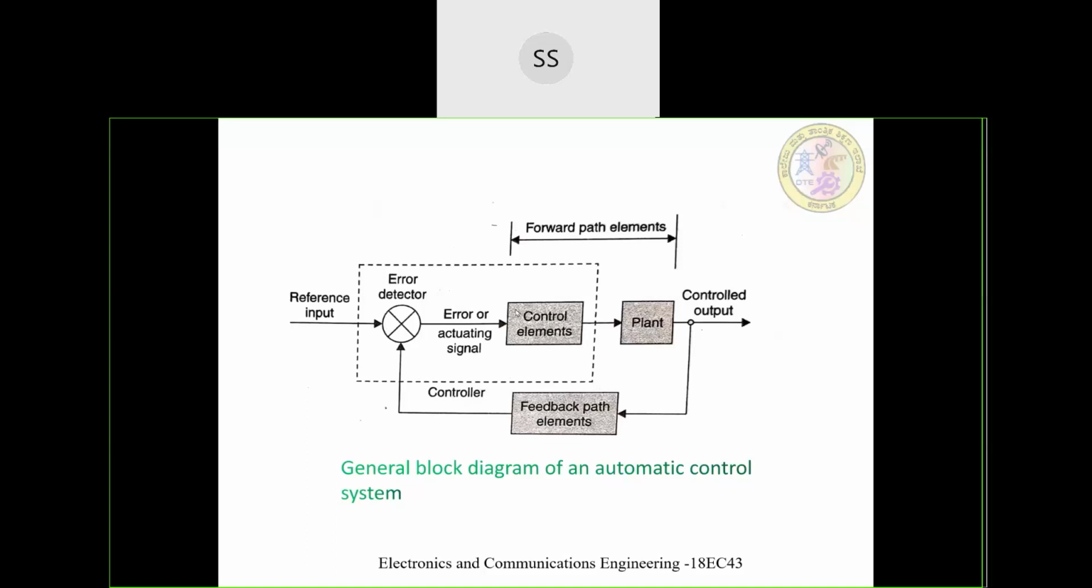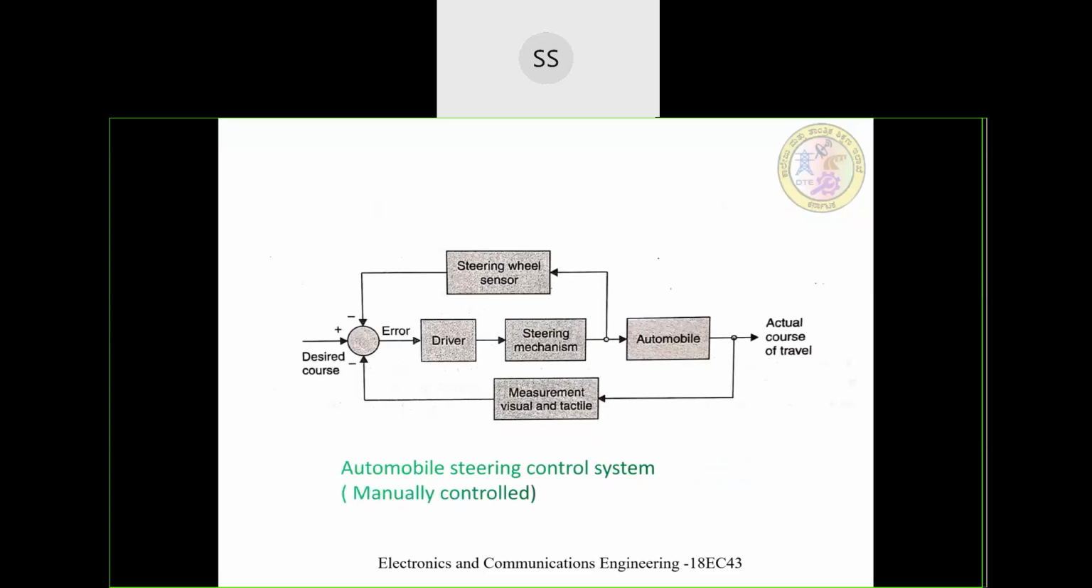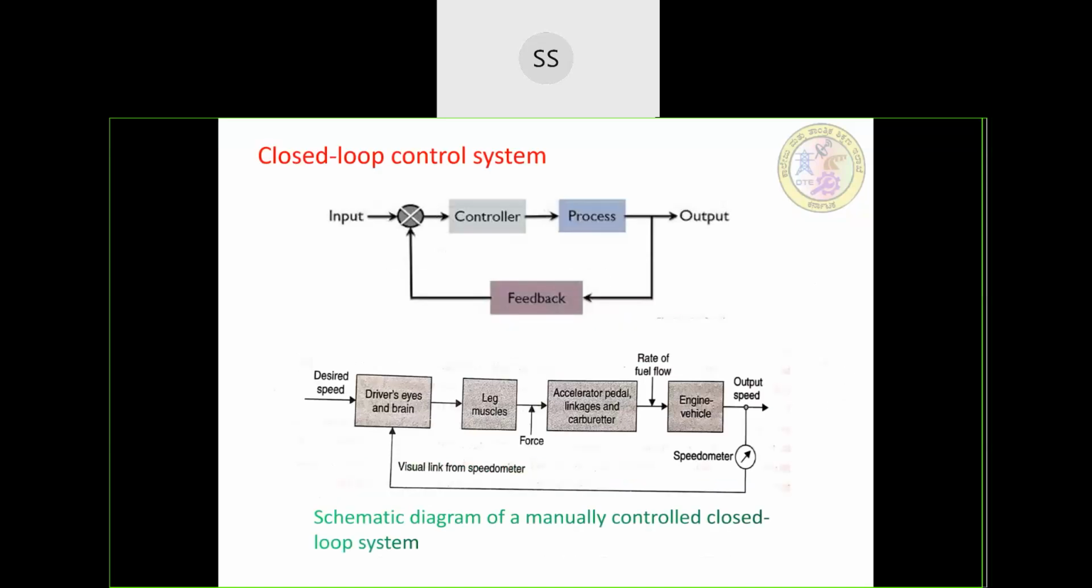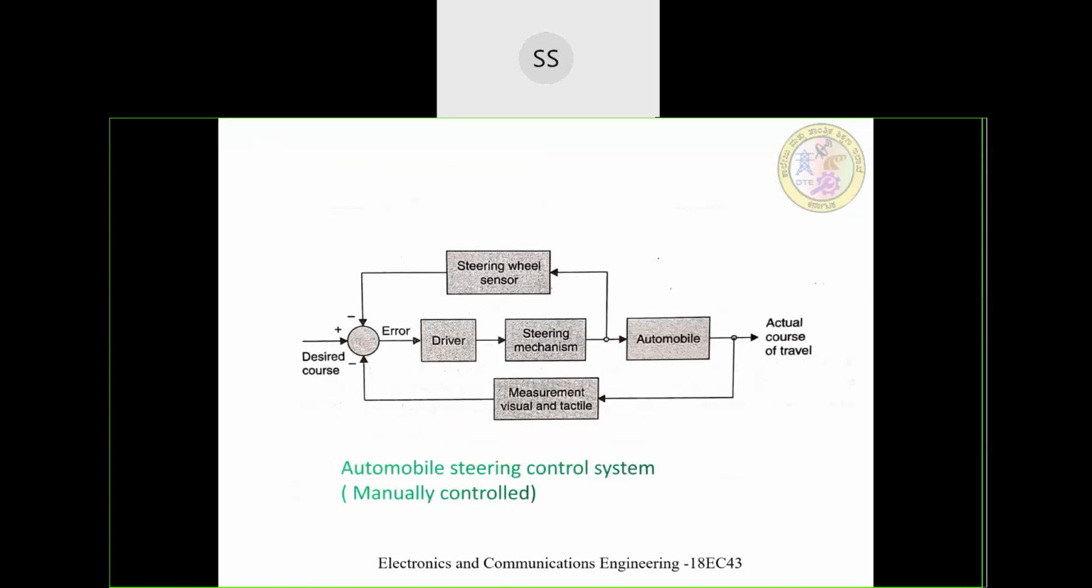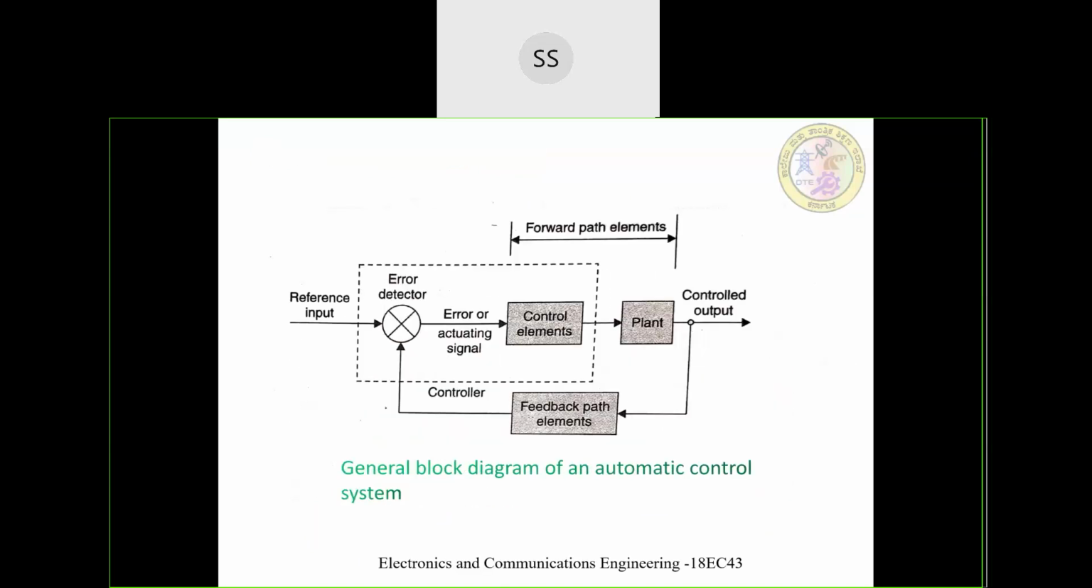Next, there are control elements in the block diagram. What are these control elements? These are the elements whose parameters are controlled. For example, in the previous automobile system, these are the steering mechanism, the accelerator, pedal, linkages, and carburetor. All these are known as control elements, the elements which receive the signal and whose parameters are adjusted in order to achieve the desired output.